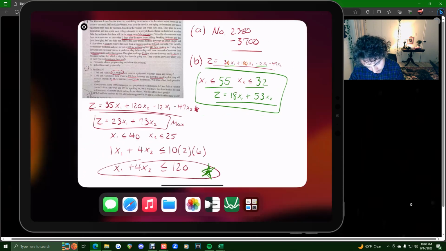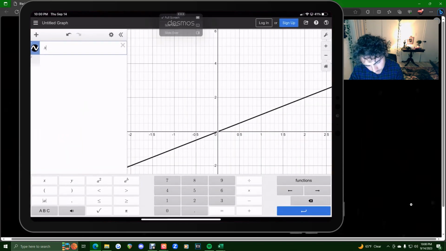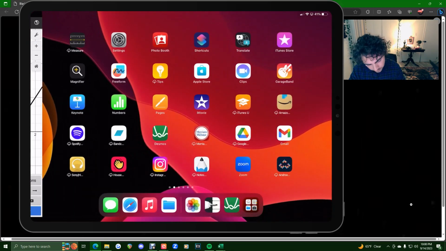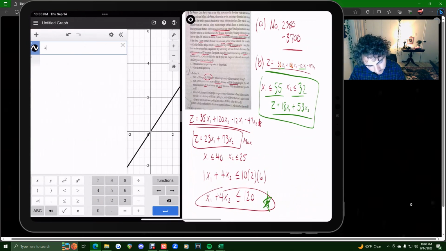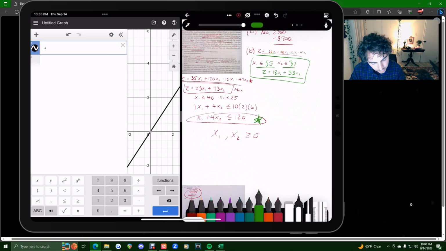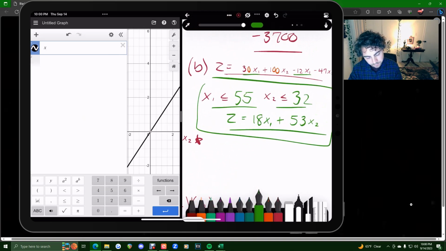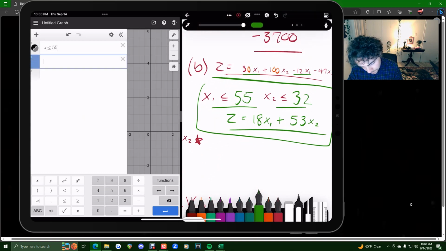And see what happens, okay? So Desmos, I'm graphing these. Just to be clear, x1 is gonna be x and x2 is gonna be y, or vice versa. So x is going to be less than or equal to 55. And then y I'm using as x2, right? So y is going to be less than or equal to 32. And then we'll do an equation here. We'll have z, or the profit.